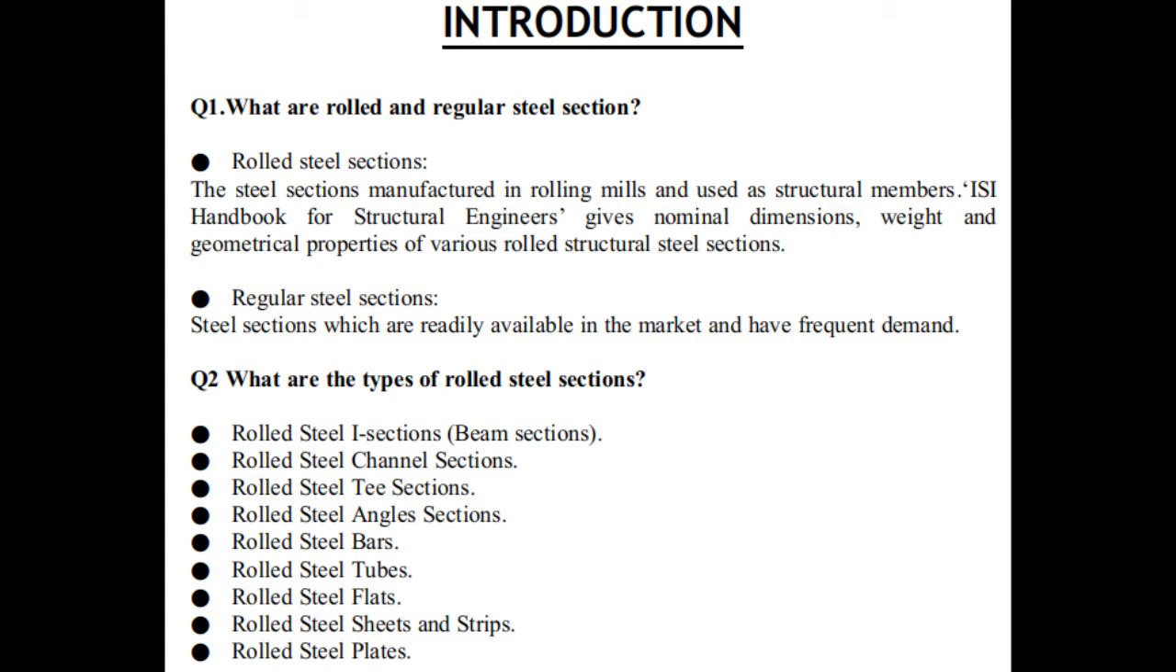Let us see the second question. What are the types of rolled steel section? There are 8 types. Number 1, I section, channel section, T section, angle section, then bars, tubes, flats, sheets and strips, and plates. So these are the different types of rolled steel section.